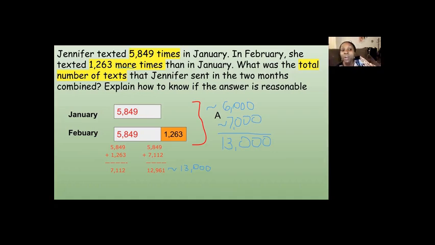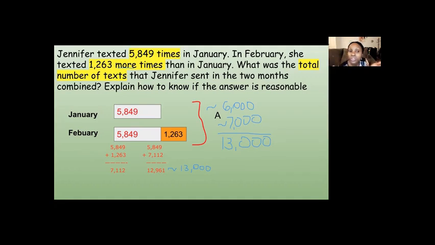Do you understand how we got the amount of texts she sent out in February? We added January because it said she texted 1,263 more times than in January. So we added January plus the 1,263 and we came to 7,112. Okay. And to find the total of the 2 months, we added January and February and we got 12,961.